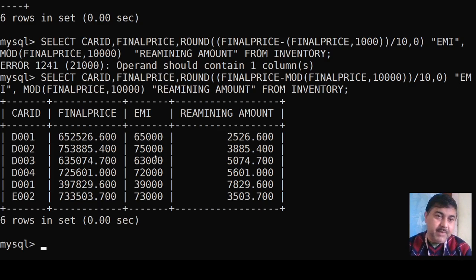See, this column name has come as EMI, and the rest value, what is remaining, has come as the remaining amount, or whatever you write here, remaining price to be paid. And you have to see from which table it is implemented. It has been implemented from the inventory table.